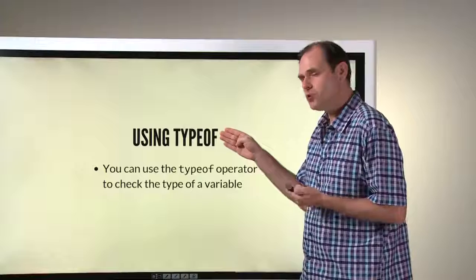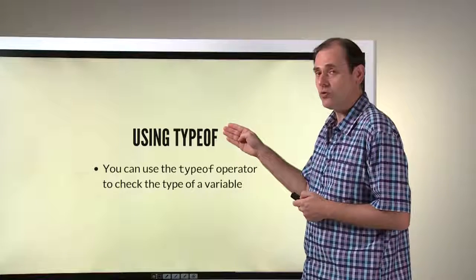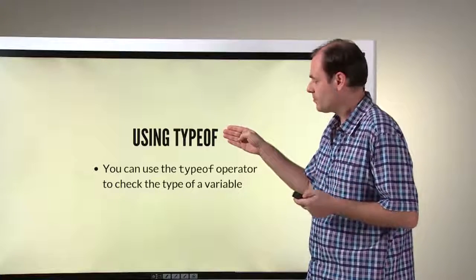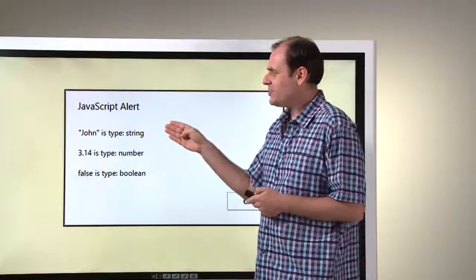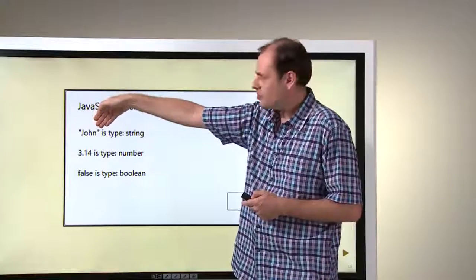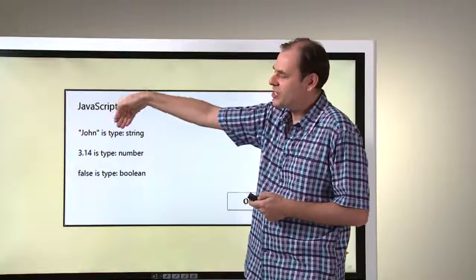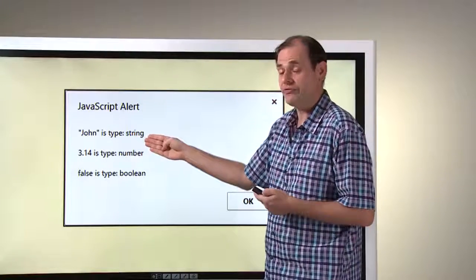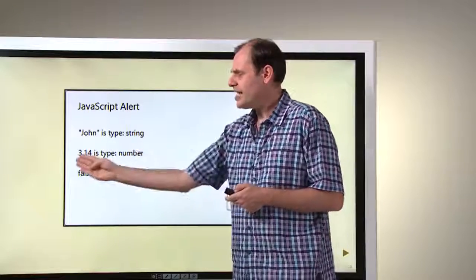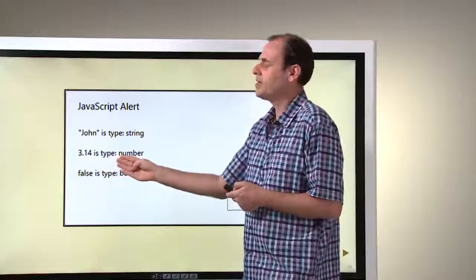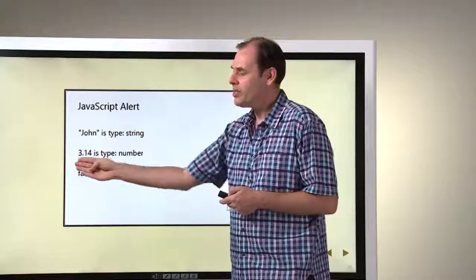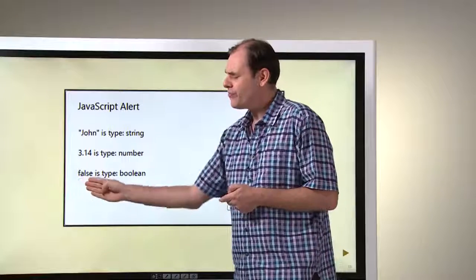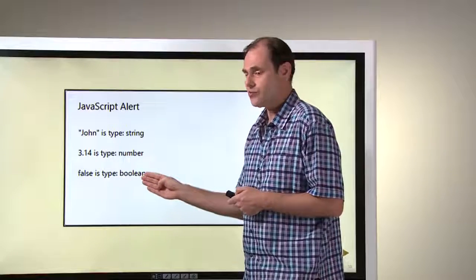Now, if you want to, possibly might be useful, there's a command typeof. That command can be used to check the type of a variable. So here's an example, and we're checking the text John. John, with speech marks, is type string, which is correct. That message here comes from the typeof variable. We'll see the code in a minute. Here, a number, 3.14, is type number. Any number with or without decimal place is stored in a number variable in JavaScript. Here, false is type boolean in JavaScript.